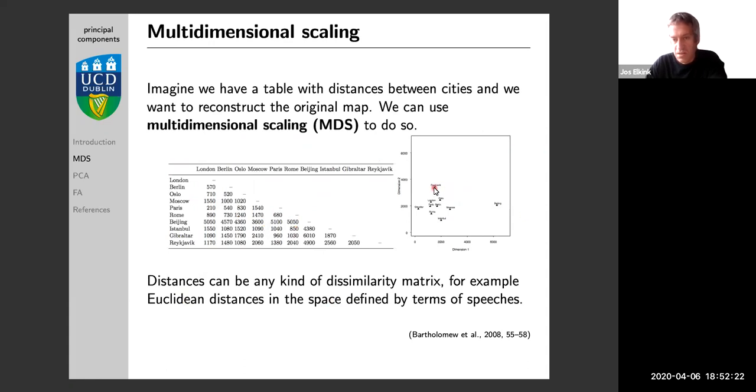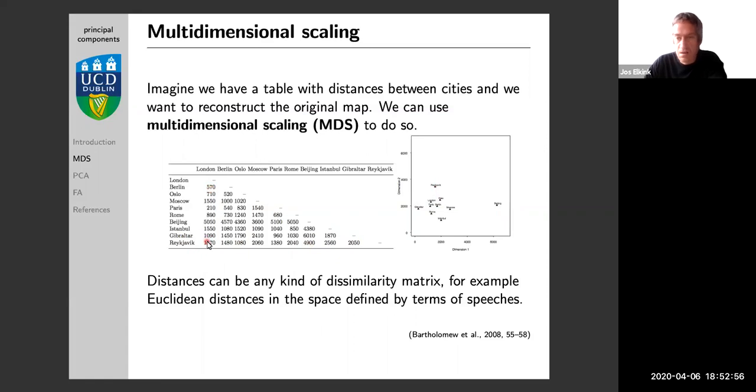So the distance from this point Reykjavik to this point Beijing relative to Reykjavik to Oslo should be more or less what is here: Reykjavik to Beijing here, and Reykjavik to Oslo here, right? So this is about 5 times larger, and in this plot it should also be about 5 times larger. Yeah, this distance should be 5 times this distance, because here this distance is about 5 times this distance. It can never preserve it exactly, but we approximate it as much as possible.